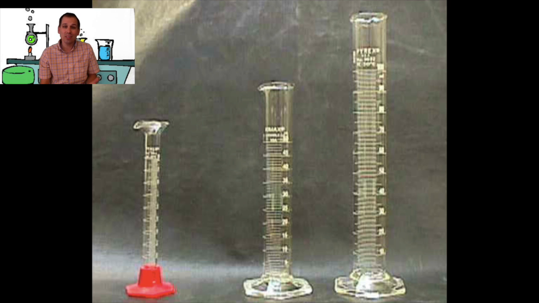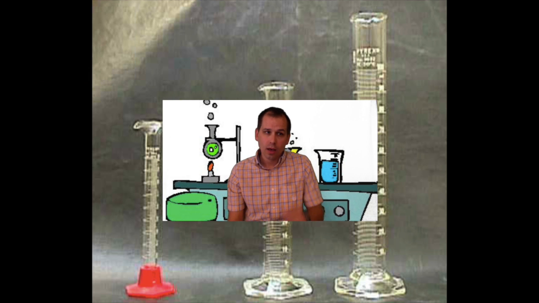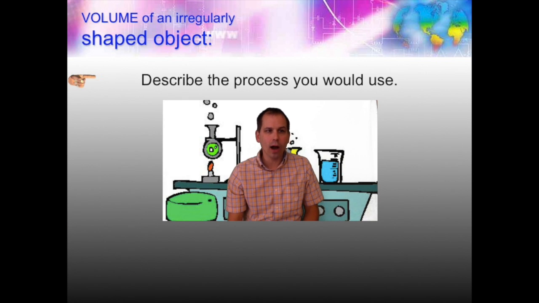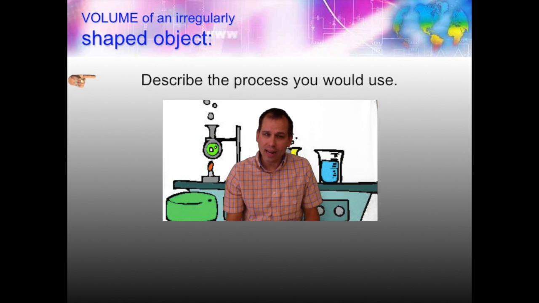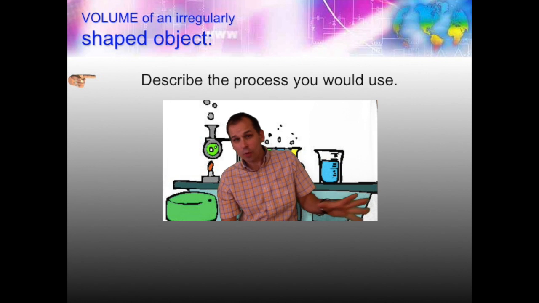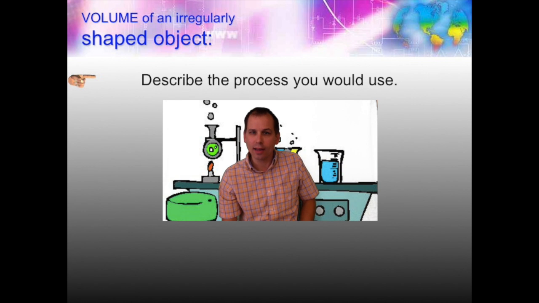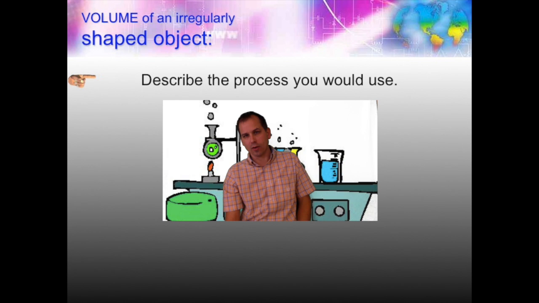Well, of course, then we need a graduated cylinder. There's a problem up there now that you can look at, asking how you would do that. So press pause for a moment and see if you can remember from 7th grade how to find the volume of an irregular object.